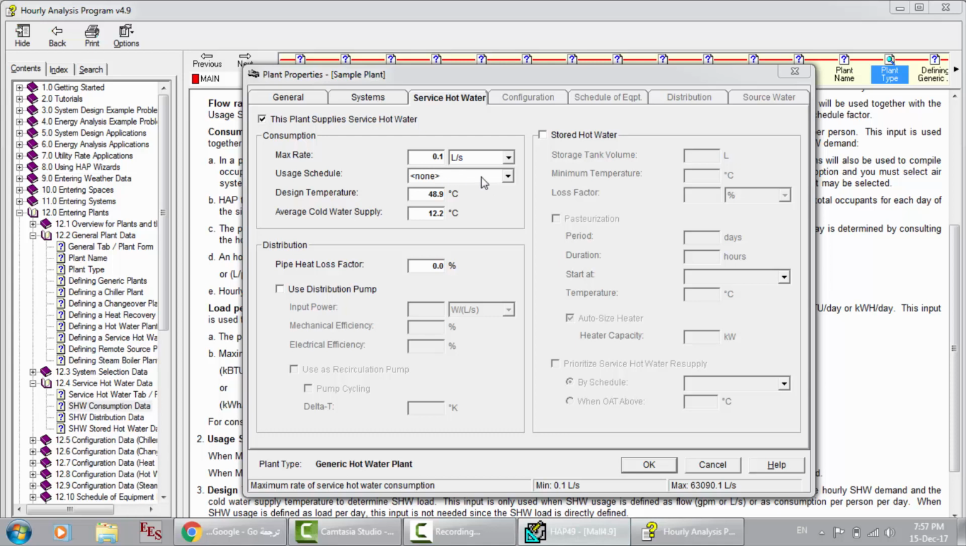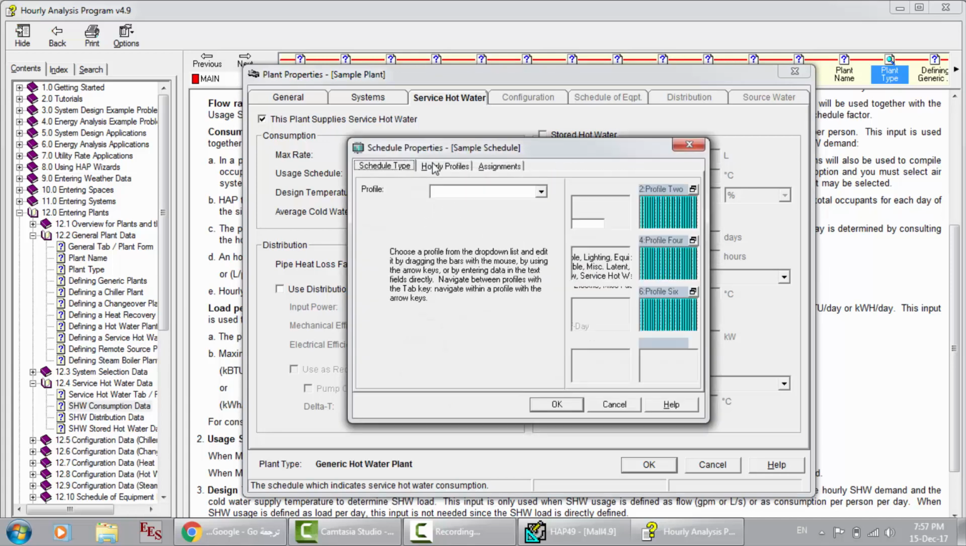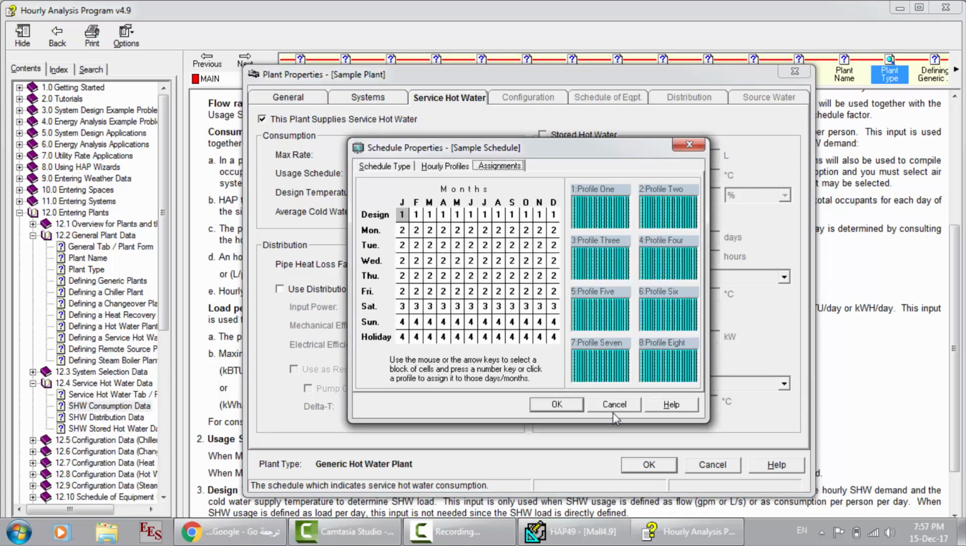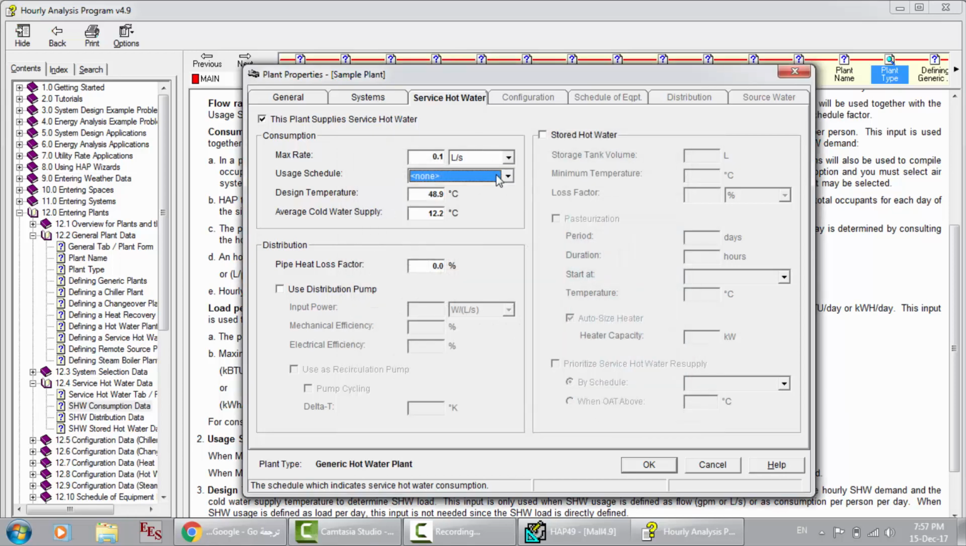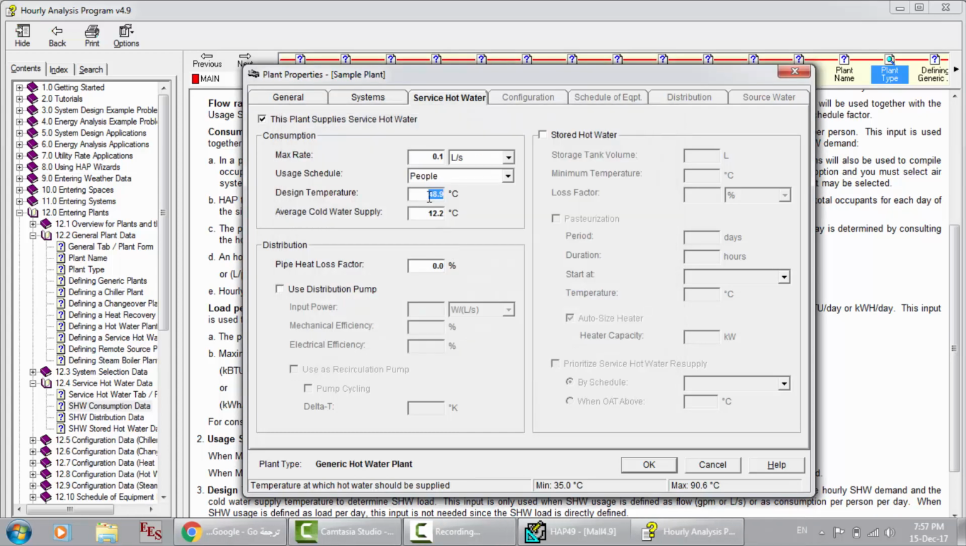Also, the usage schedule is very important. You can create a new schedule, fractional, exactly like what we did before. And if you already have it, maybe exactly like the people schedule or any other schedule, you can get it. So here is the design temperature at which the hot water should be supplied for washing machines or anything. So we have to determine it here. And here the average cold water supply.